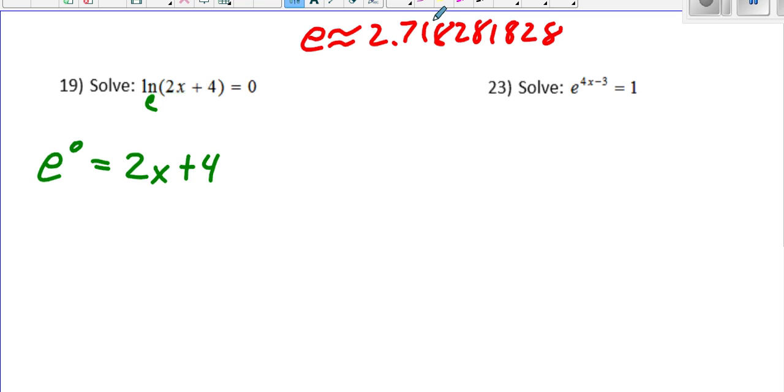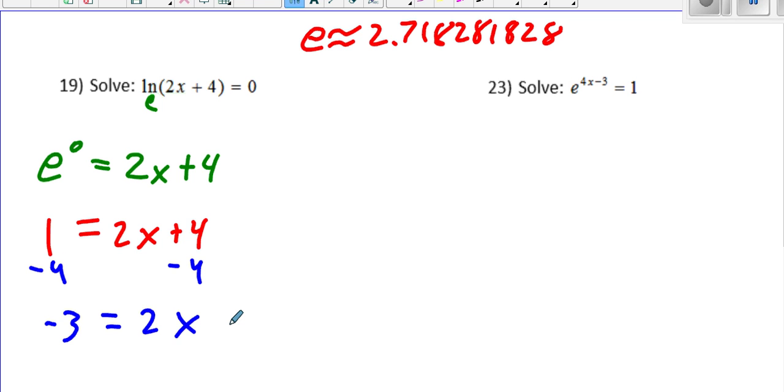Any number to the 0 power is going to equal 1, even if it's a weird number like e. Anything to the 0 power is 1. Equals 2x plus 4. Finish it off, subtract the 4, you get negative 3. And then you divide by 2. x equals negative 3 over 2.